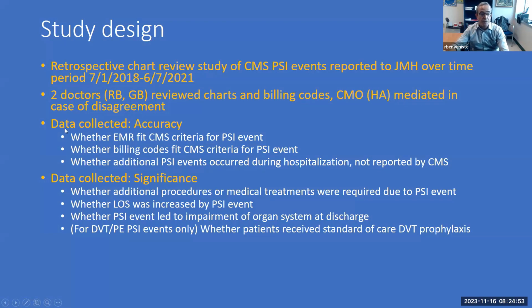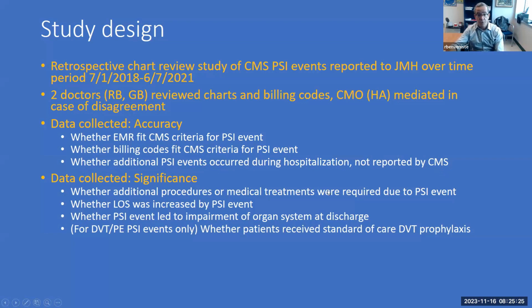So this is the data that we collected. Accuracy: whether the electronic medical record review fit CMS's own criteria for a PSI event occurring, whether the billing codes fit government criteria for the PSI event, and, this is important, whether additional PSI events occurred during the hospitalization based on chart review and billing codes, which were not reported back to us, meaning not detected by the Center for Medicare Services. And then we looked at data related to significance.